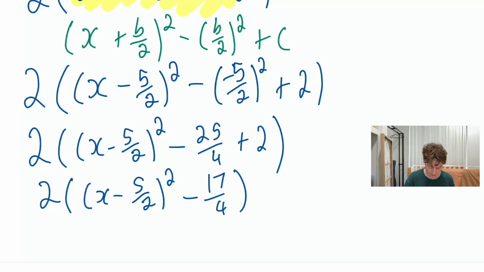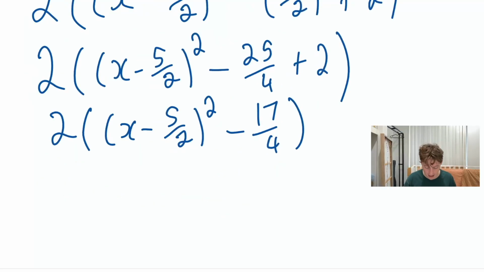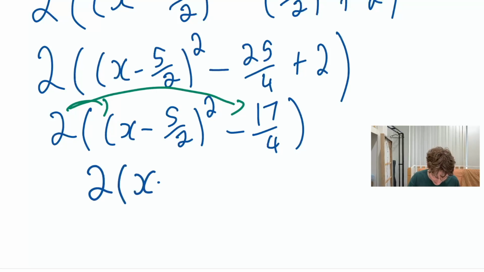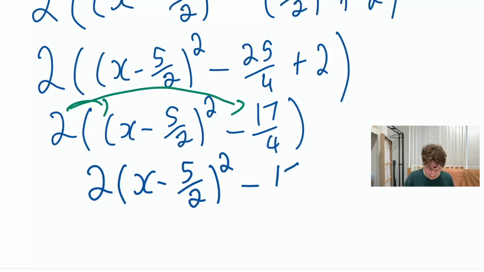Okay, now I can't leave my answer like that. I need to multiply my 2 to my brackets, and I also need to multiply my 2 by my fraction here on the end. So I'm left with the final answer of 2 outside of x minus 5 over 2 all squared minus 17 over 2, because 2 times negative 17 over 4 gives negative 17 over 2. It basically simplifies down with my denominator.